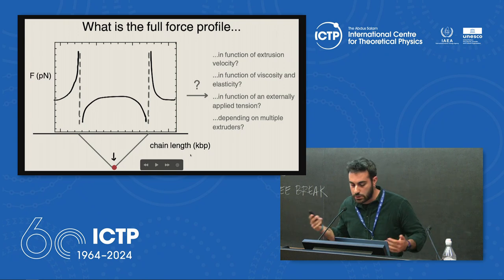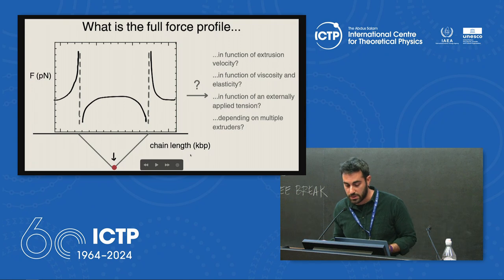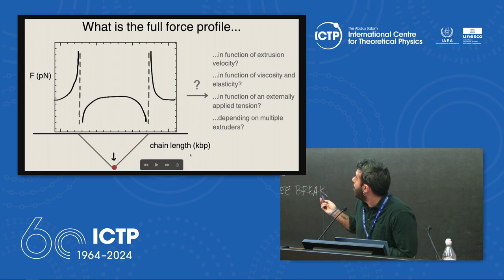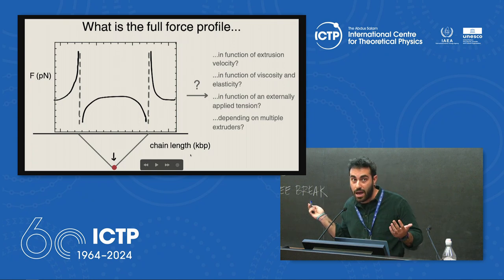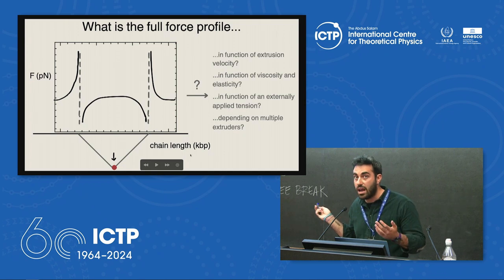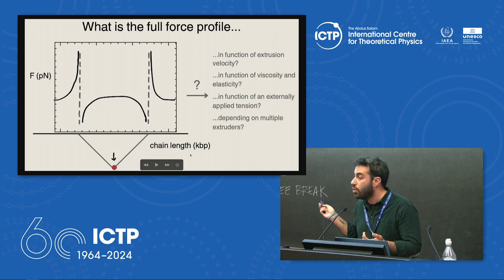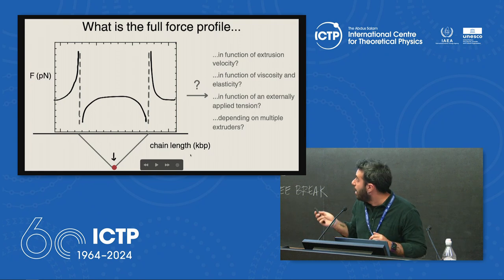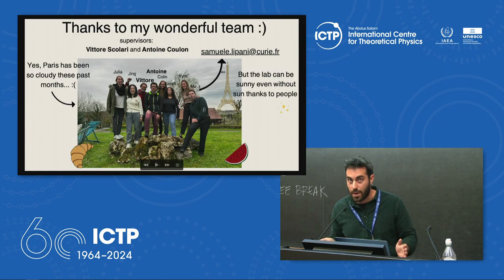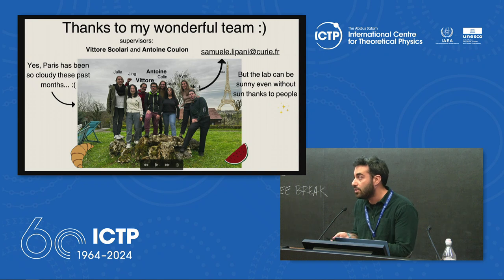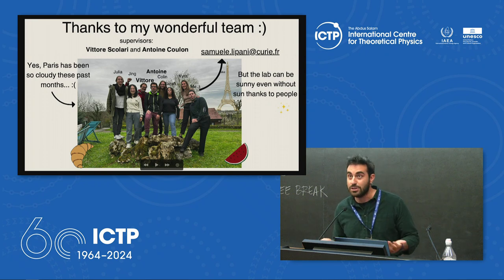But there can also be other important questions as further perspectives, like what is the force profile as a function of the extrusion velocity, for example, or of the viscosity and elasticity of the environment, or of some externally applied tension, or what if we included several extruders in the system, so not only one cohesin but multiple? What can be the effect of that? I would like now to thank my team in Paris, and if you want to know more about the project and the methods that I will be developing, please contact me or talk to me offline. Thanks also to you, the audience, for listening to my very short talk. Thanks.